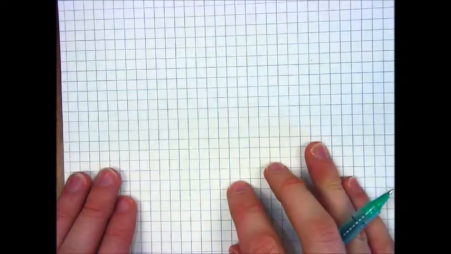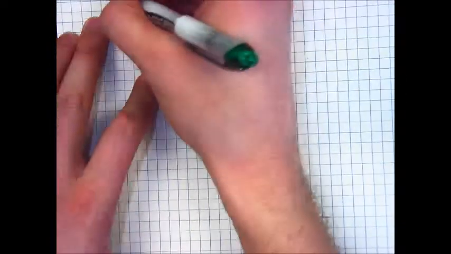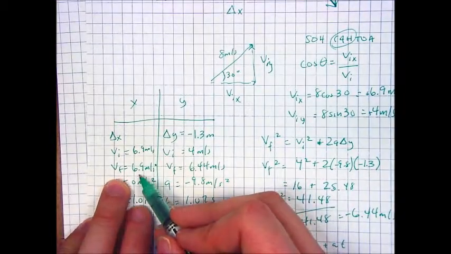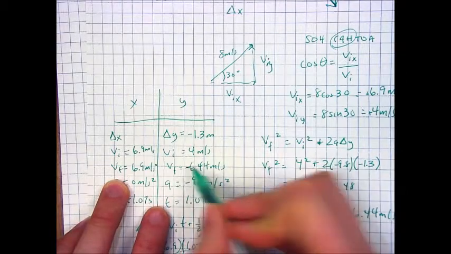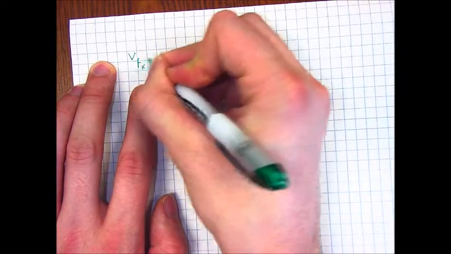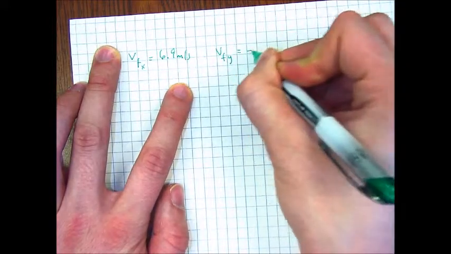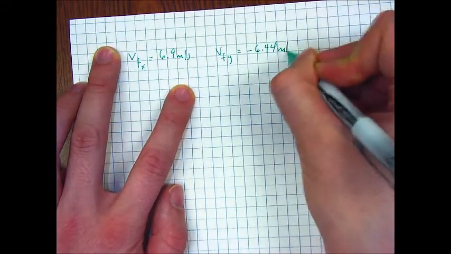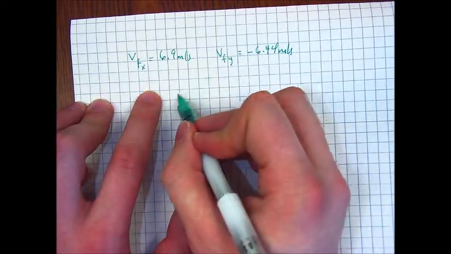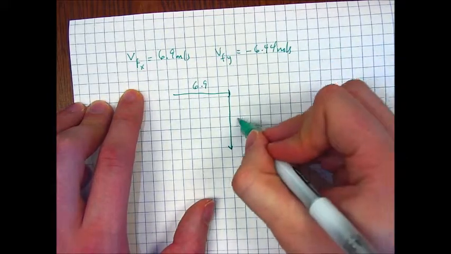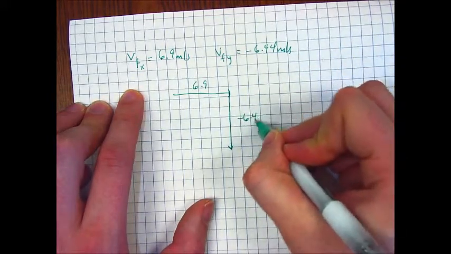The next one is going to ask you how fast was I going at the end. You need to take the two final velocities that you had from here. Here's my chart. My final velocities was plus 6.9, and this is negative 6.44 because it was going down. So I'm just going to rewrite them on here. Plus 6.9 and negative 6.44. That's about the same. They're close in size. So that means positive 6.9 and negative 6.44.